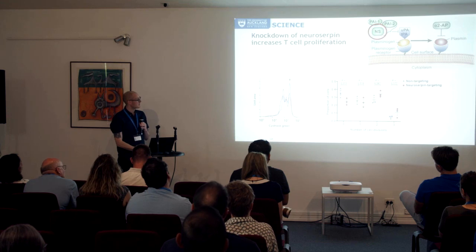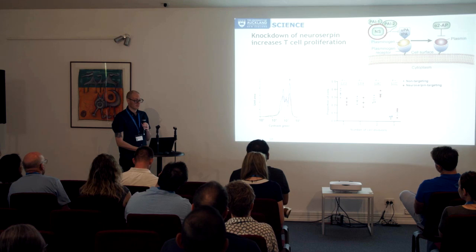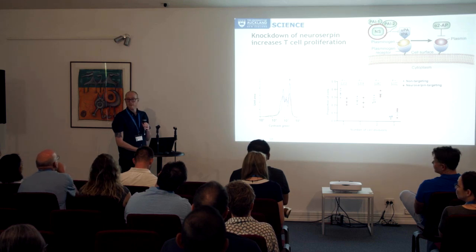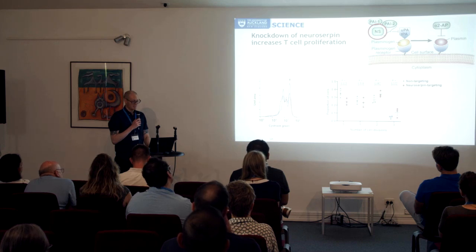So in this graph, the first peak, the brightest one, is undivided cells, and in blue is our control siRNA. And then in red is our neuroserpin knockdown condition. And then in the second peak, the cells have divided once, and so on.